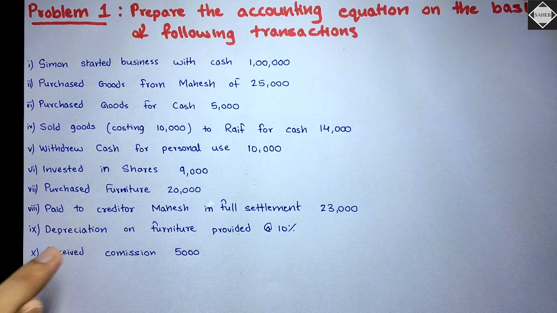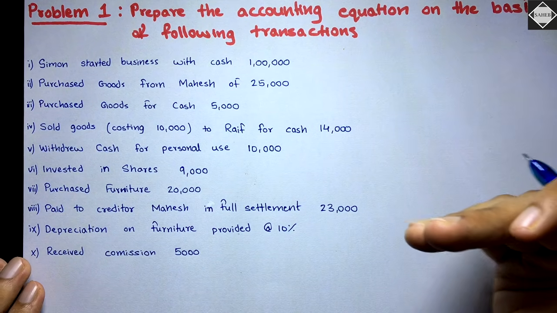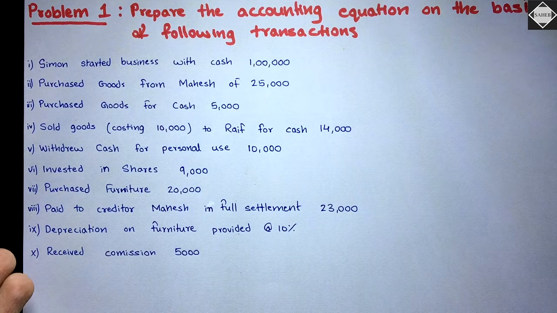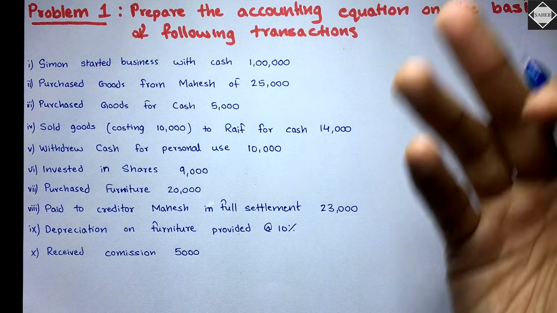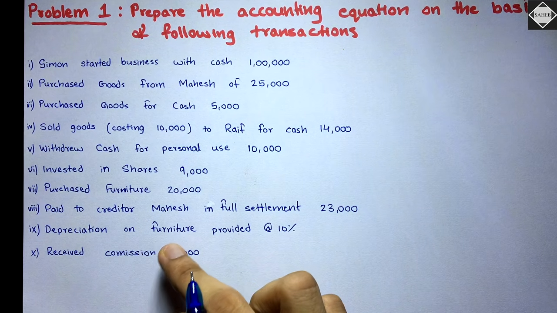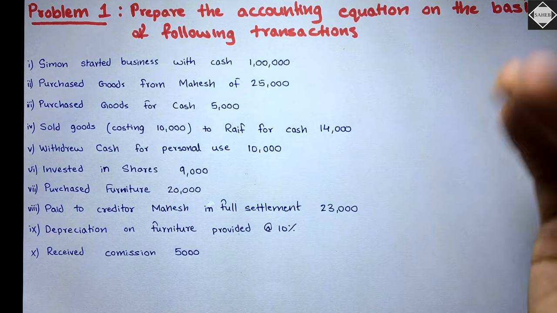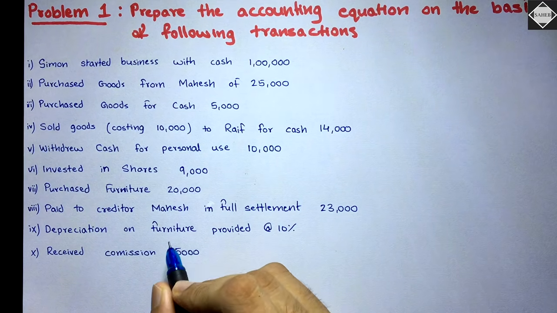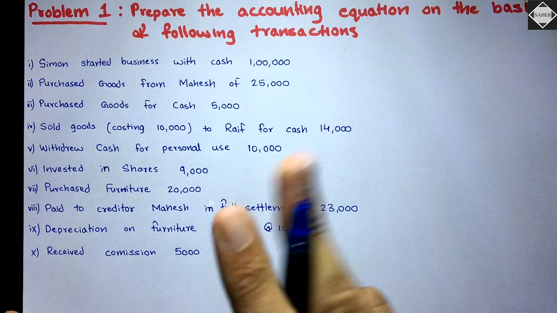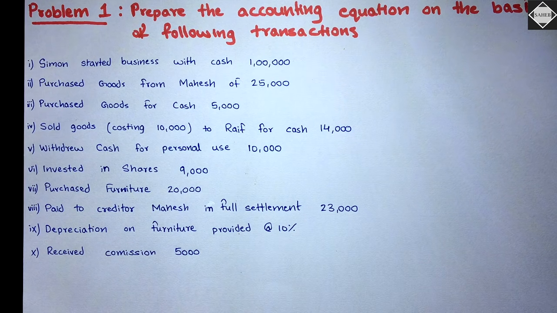So that 2,000 depreciation will be deducted from capital. Capital will fall because profit will decrease now because of depreciation. So that is why we will deduct. Okay, and furniture is also reducing. I told you, in the balance sheet first we take and then we slowly reduce every year. So furniture value will also reduce by 2,000. Okay, so that's the 9th transaction.